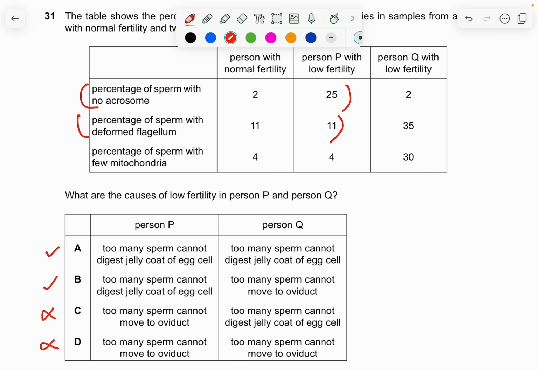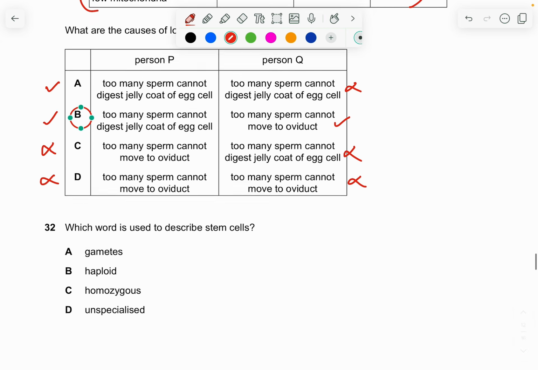Person Q, you can see that person Q has percentage of sperm with fewer mitochondria and deformed flagellum. So you can see that most of it is they also have fewer mitochondria, meaning that fewer mitochondria means they are unable to propel, they're unable to move. So the answer is kind of B already. Okay, so the answer is B.